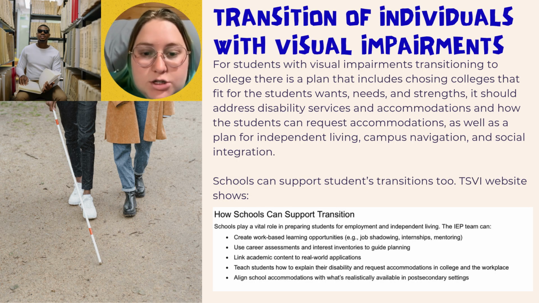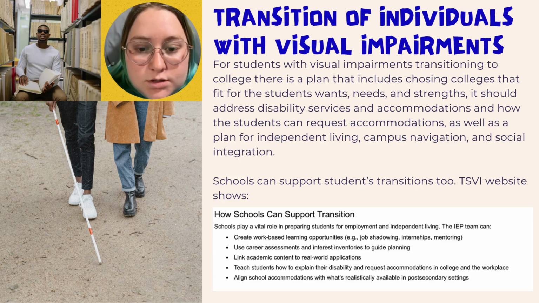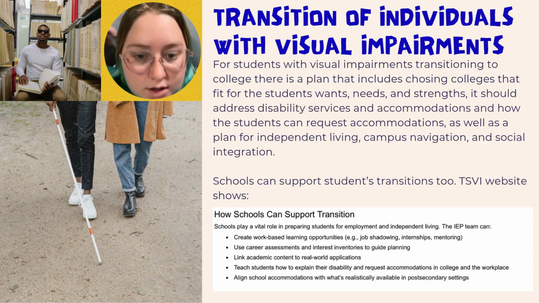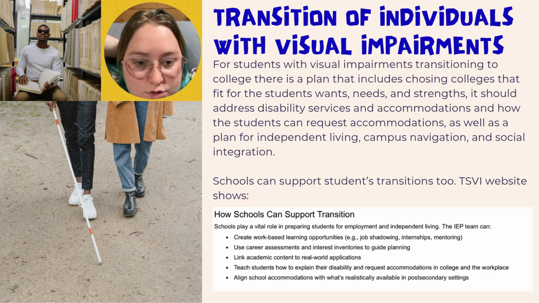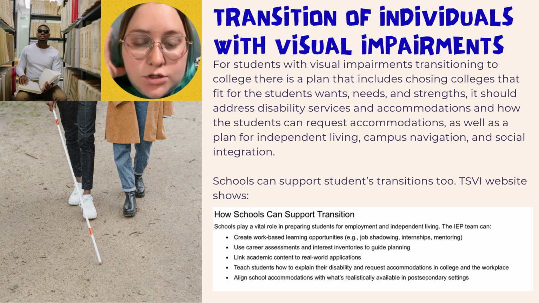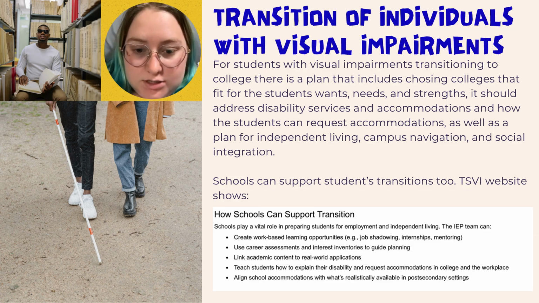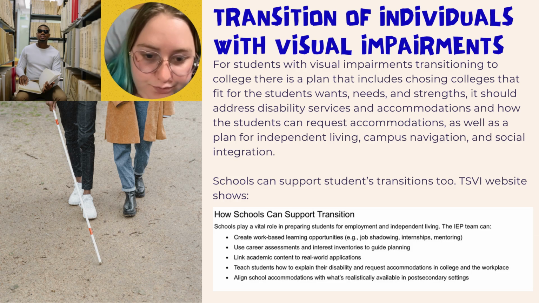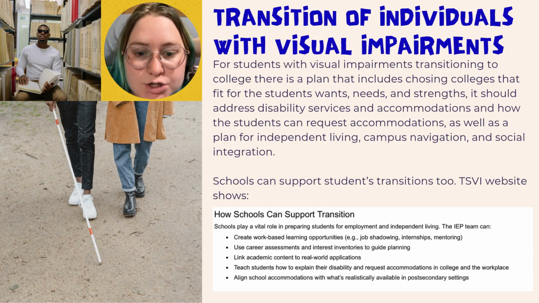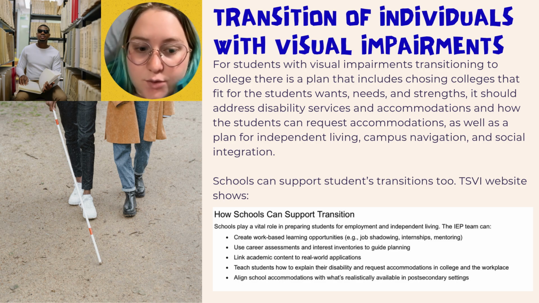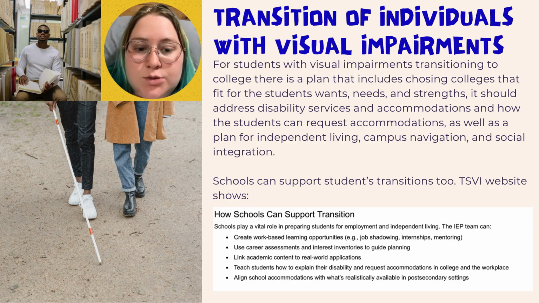So the TSVI website shows that a school IEP team can create work-based learning opportunities like job shadowing, internships, and mentoring, use career assessments and interest inventories to guide planning for the students with visual impairments, link academic content to real-world applications so they know what they're getting into, and schools can teach students how to explain their disability and request accommodations in college and the workplace, as well as align school accommodations with what is realistically available in the post-secondary settings.